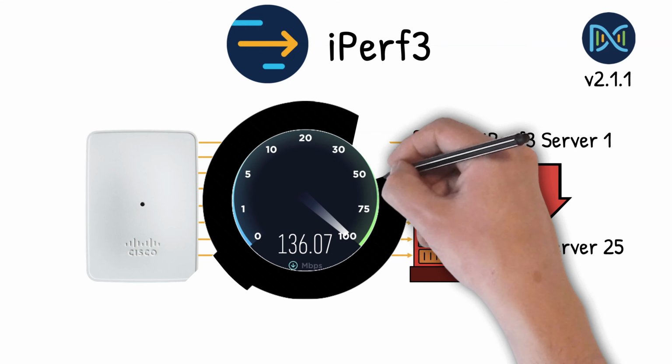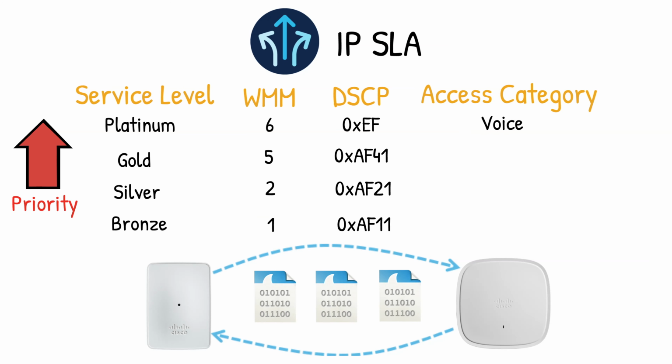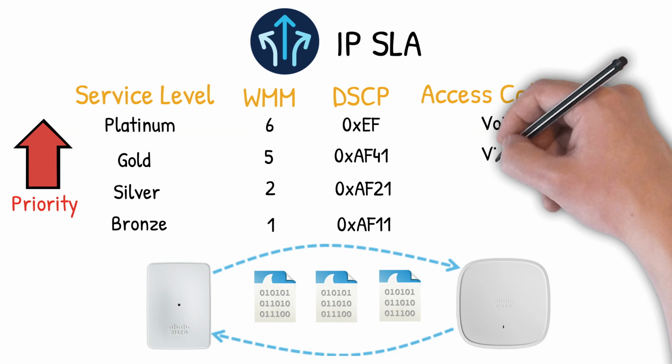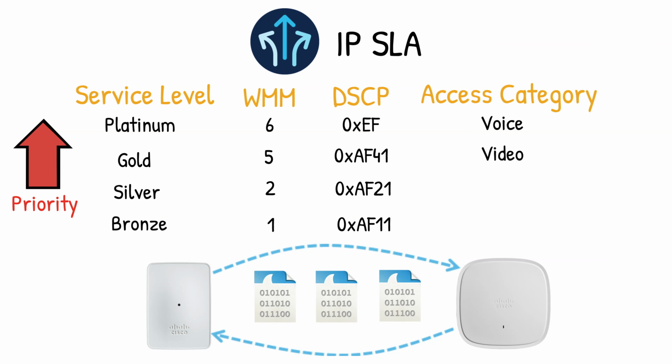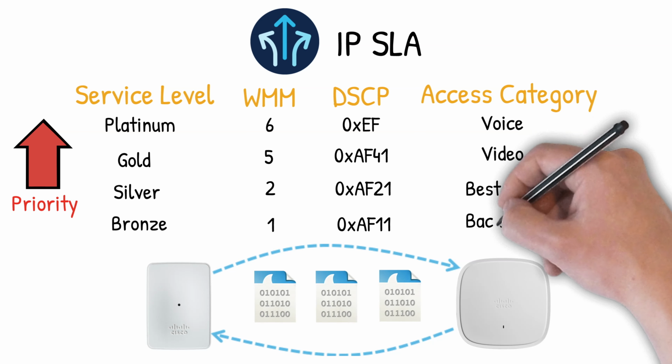The purpose of these values is to ensure that the applications that require higher throughput to operate properly receive higher precedence. To provide an example, a Platinum service level is of high priority and corresponds to voice packets because voice over IP applications require the lowest latency and retry rate to refrain from a degrading quality of service. The same idea goes for a Gold service level, which corresponds to video priority, Silver, which corresponds to best effort, and Bronze, which corresponds to background.